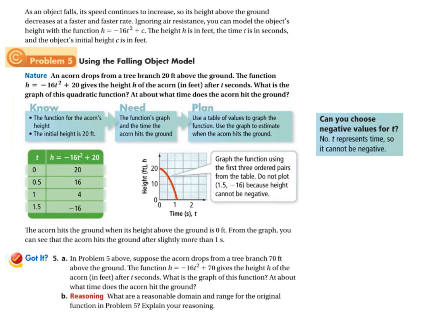So here, remember, it's moving faster and faster and faster. So if it's only 4 feet above the ground here and it's moving fairly fast, it's not going to be much after that it hits the ground. So keep that in mind when you make your table. And then what are a reasonable domain and range for the original function? See if you can answer these questions, and then you'll restart it when you have them.